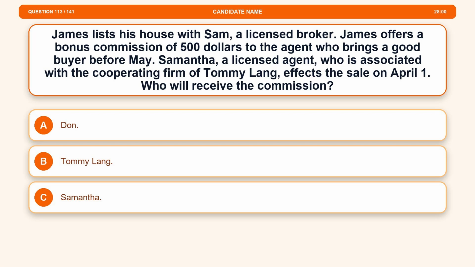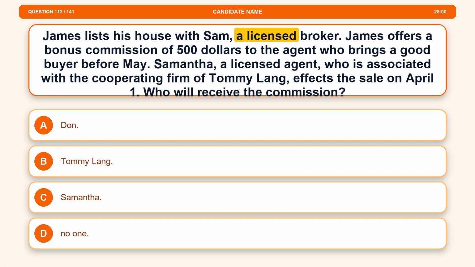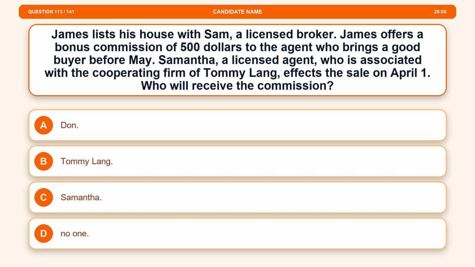Question 113. James lists his house with Sam, the licensed broker. James offers a bonus commission of $500 to the agent who brings a good buyer before May. Samantha, a licensed agent who is associated with the cooperating firm of Tommy Lang, effects the sale on April 1. Who will receive the commission? Option A, Sam. Option B, Tommy Lang. Option C, Samantha. Option D, no one.